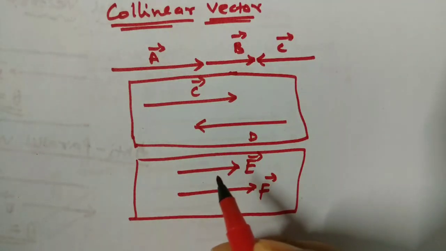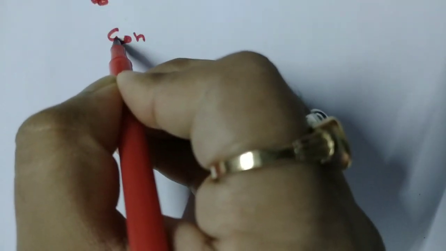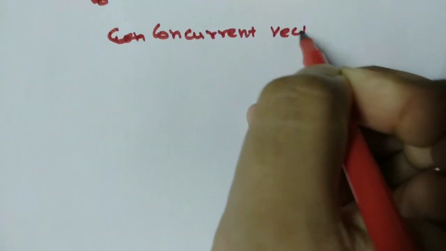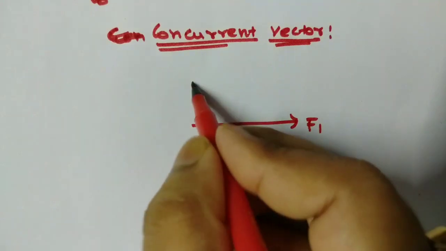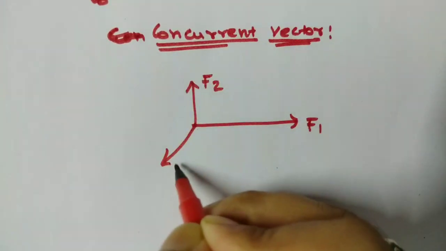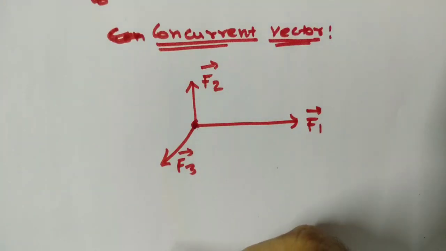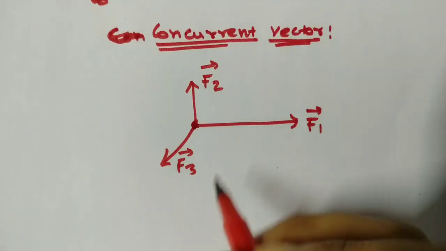Okay, so next we have concurrent vector. Let's see what is concurrent vector. Suppose we have three vectors like this. Say we have a vector f1, another vector f2, and another vector f3. Here you can see that these three vectors are passing through the same point. That's why these vectors are called concurrent vectors. So here f1, f2 and f3 are concurrent vectors.